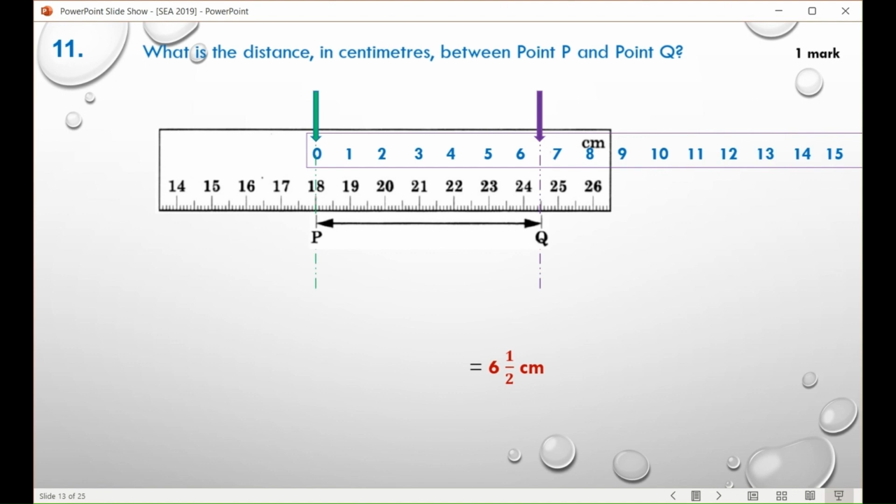And some teachers prefer if we actually do some working, in terms of saying 24.5, which is our final point at Q, minus 18, our starting point. And 24 minus 18 is 6, and we have a half, so 6.5 centimeters. Another method would be to go from 18 to 24.5 by counting with the number line. From 18 to 19 is 1, 19 to 20 is 2, 21 is 3, 22 is 4, 23 is 5, 24 is 6, 6.5. By jumping, like using it as a number line.